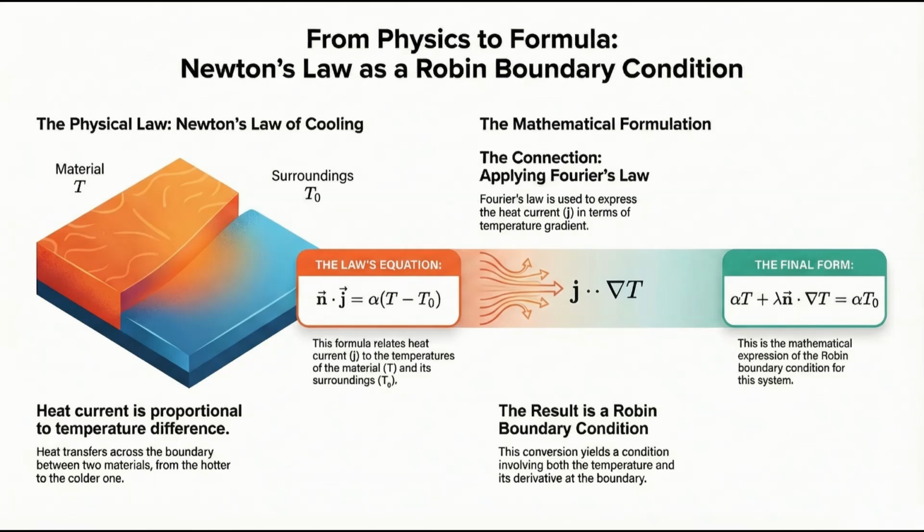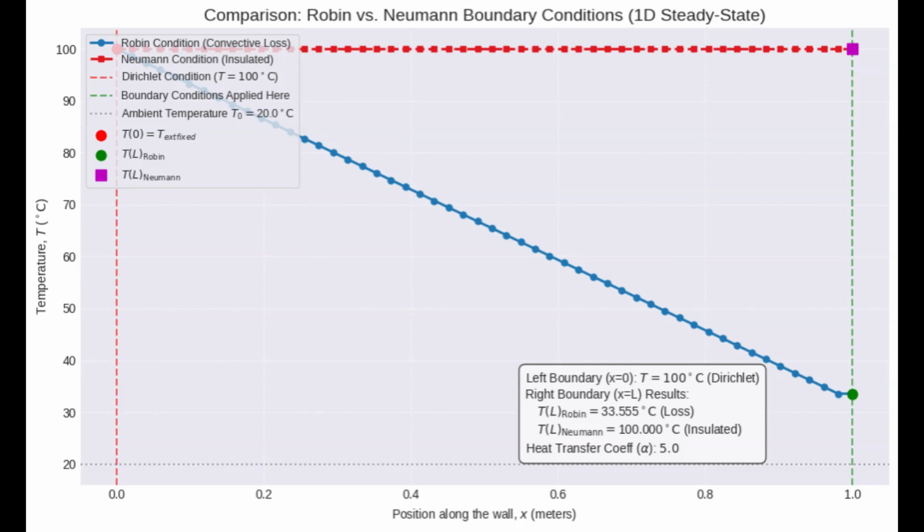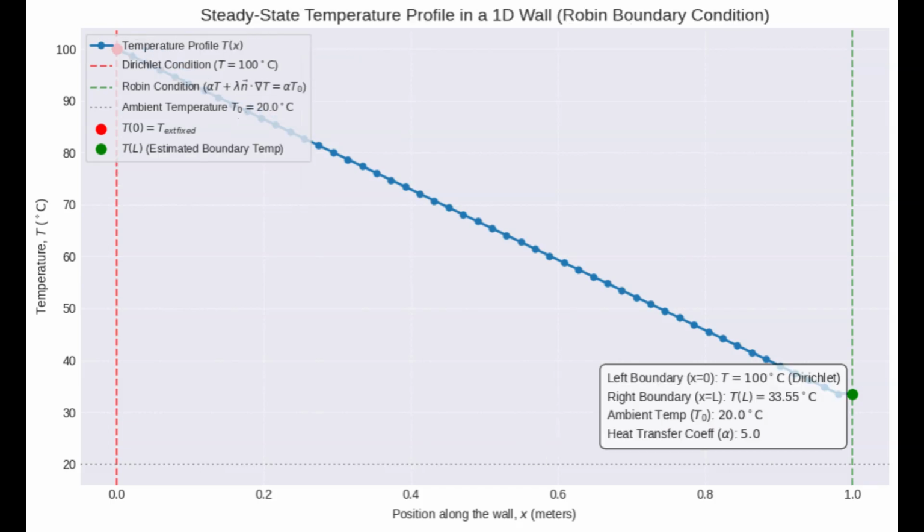Robin models actual convection, like air cooling, and lands right in that sweet spot in the middle, giving you a sensible result, like 33 degrees. So really, understanding these three types shows you that the thermal state of an entire object is dictated by what's happening right at its edge.